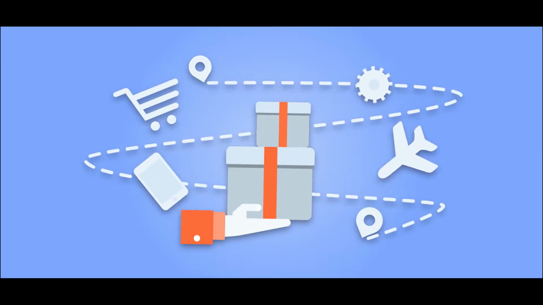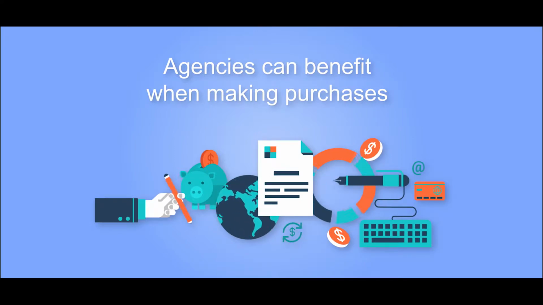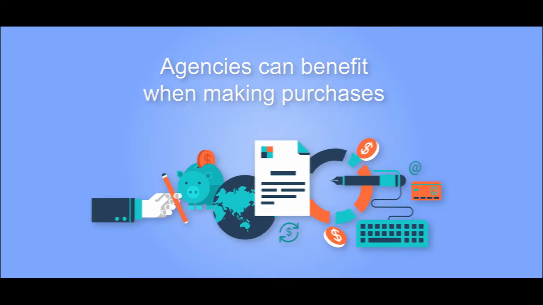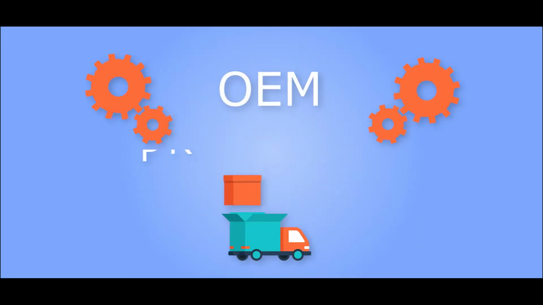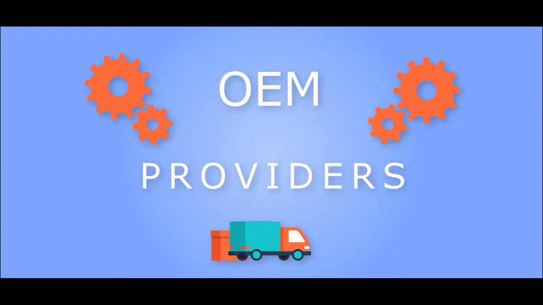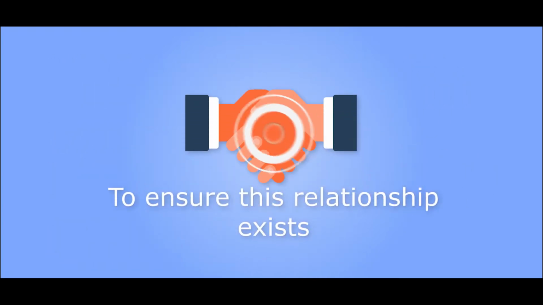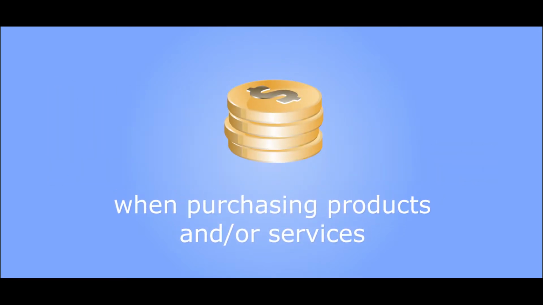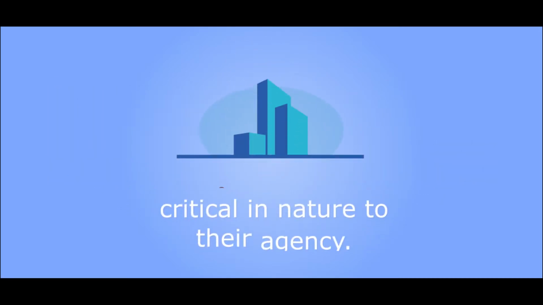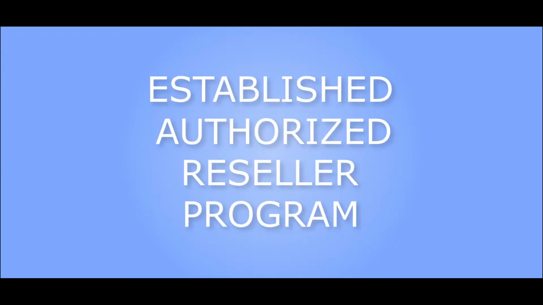SEWP understands government agencies can benefit when making purchases from companies who have an authorized reseller relationship with the original equipment manufacturer, OEM. SEWP calls them providers. To assure government customers this relationship exists when purchasing products and/or services that are critical in nature to their agency, SEWP is implementing the Established Authorized Reseller Program, also known as EARP.